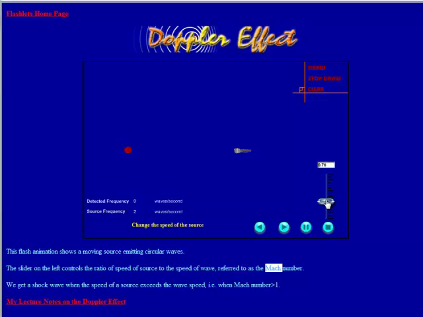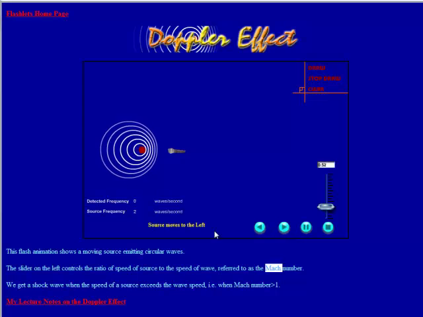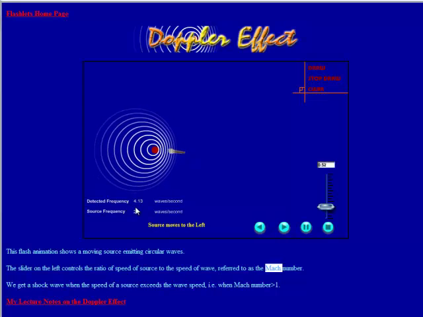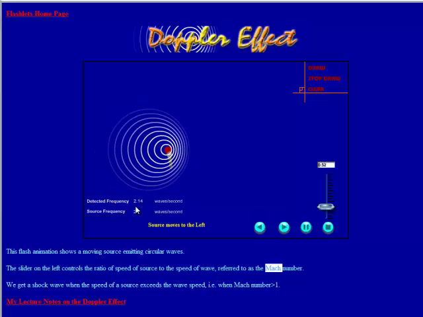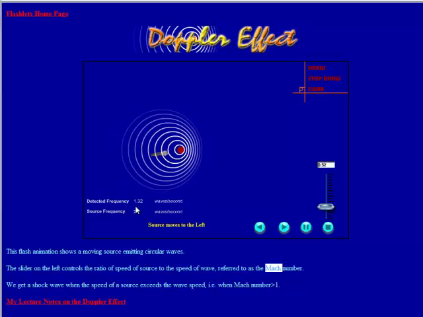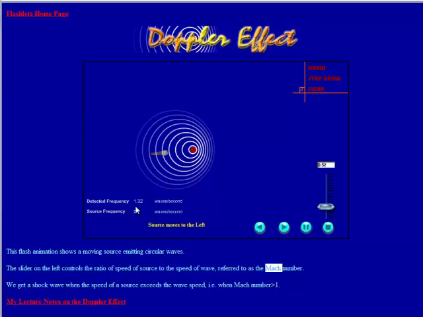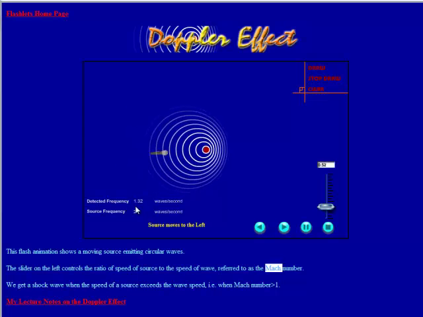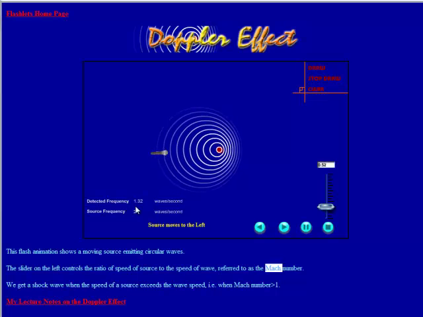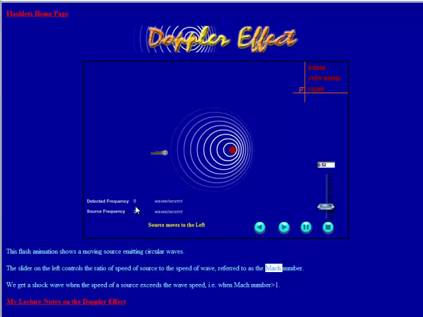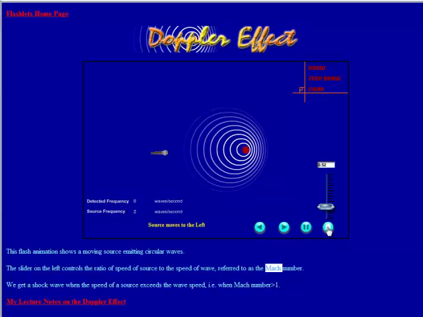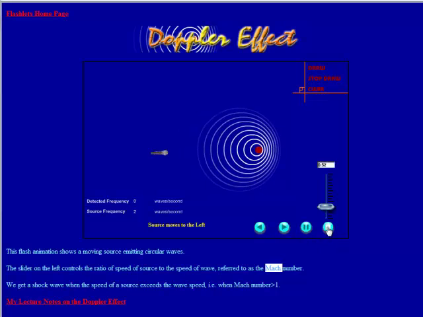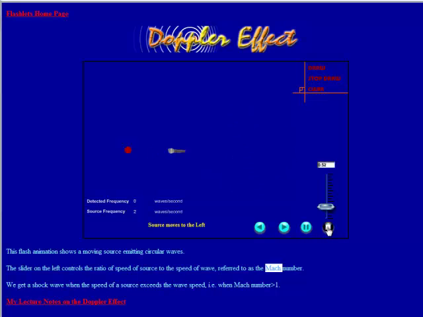I'm going to quit this one here, and slide it down to about this value, 0.52. And now the source is slower than the wave, so it is ahead of it, and we can see over here that we get a detected frequency of 4.15. When the source is moving away we get a detected frequency of 1.32. Again, I'm going to jot these down so we can do a calculation with that. And of course I encourage you to use this applet and play around with it.